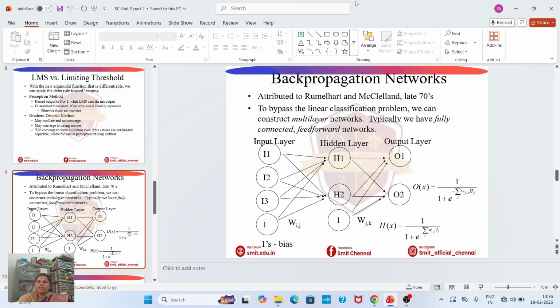We need back propagation because a single layer perceptron can solve only linearly separable problems. Back propagation uses multi-layer networks, which can solve complex classification problems.